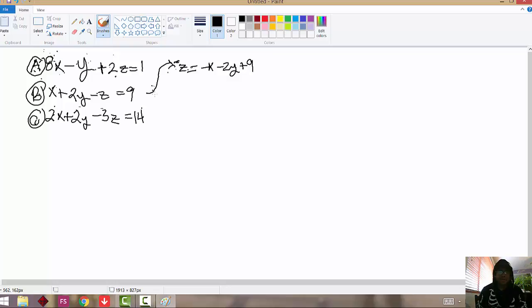So just to distribute everything over, we have Z without the negative. So it's going to be Z equals X plus 2Y minus 9. And I'm sure you know how I got all this already. So Z is isolated by itself in this equation. Next, we're going to plug it into the other two equations that we have, equation A and equation C. So we'll start with A. We'll put A down here.